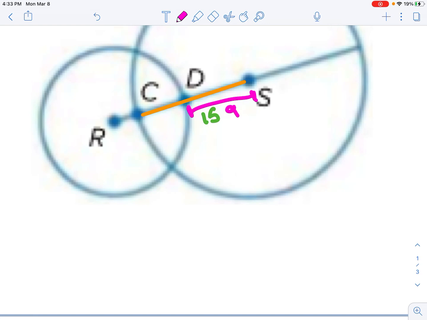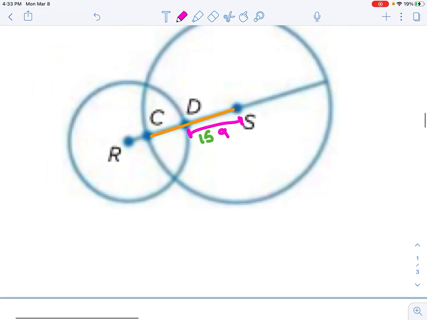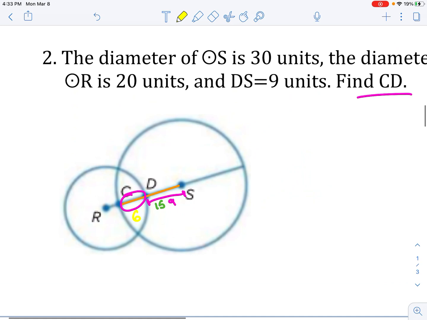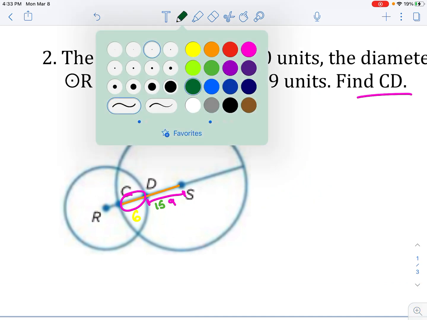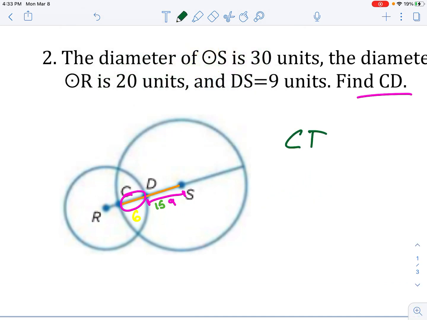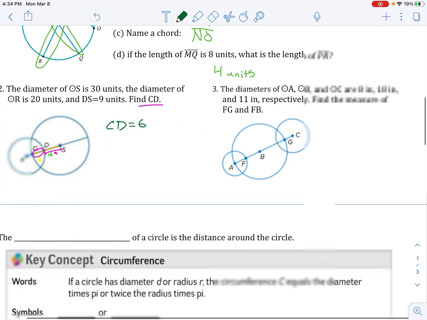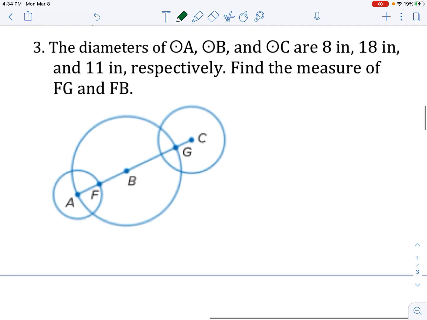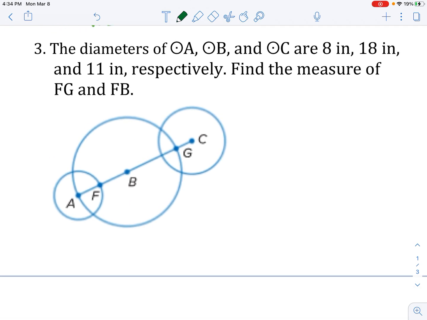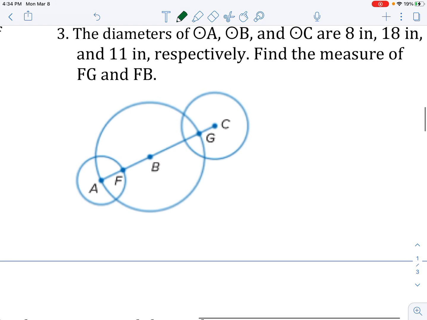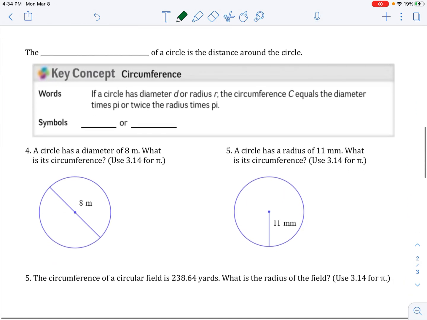If the orange is 15 and that other piece is 9, then this little piece that's left over must be 6. And so CD then, let me try a different color. CD equals 6. All right. I'm going to let you guys try this one on your own. And I'm going to move on.